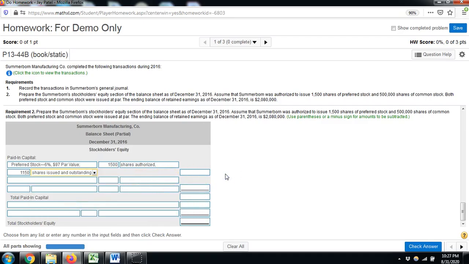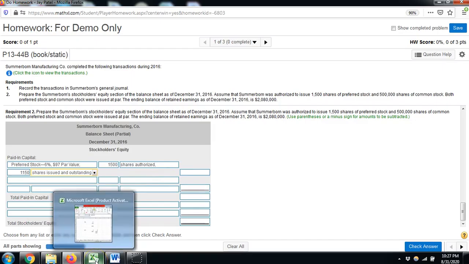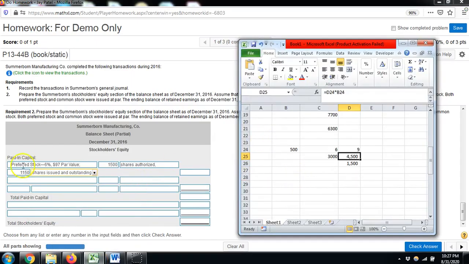Okay, so then what is the math to figure out what we should put here? It's basically our par value times the number of shares issued and outstanding. So that's equal to 97 times 1,150.